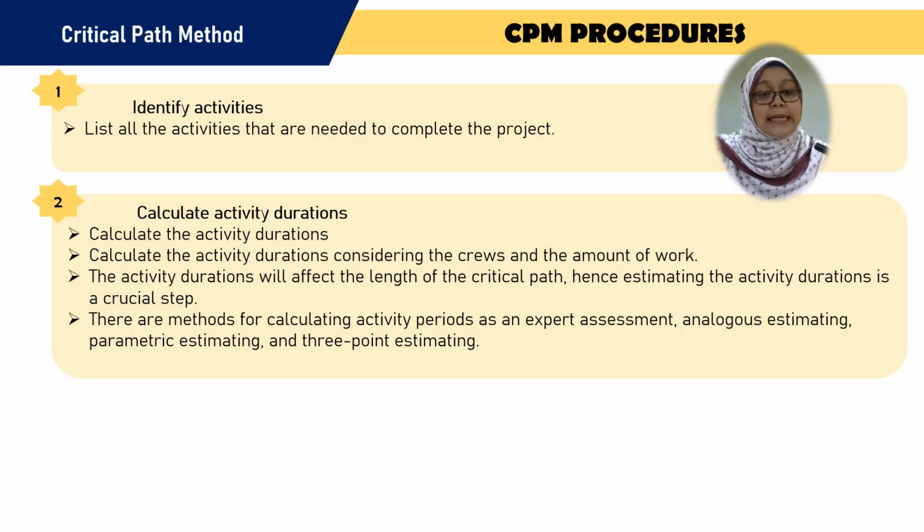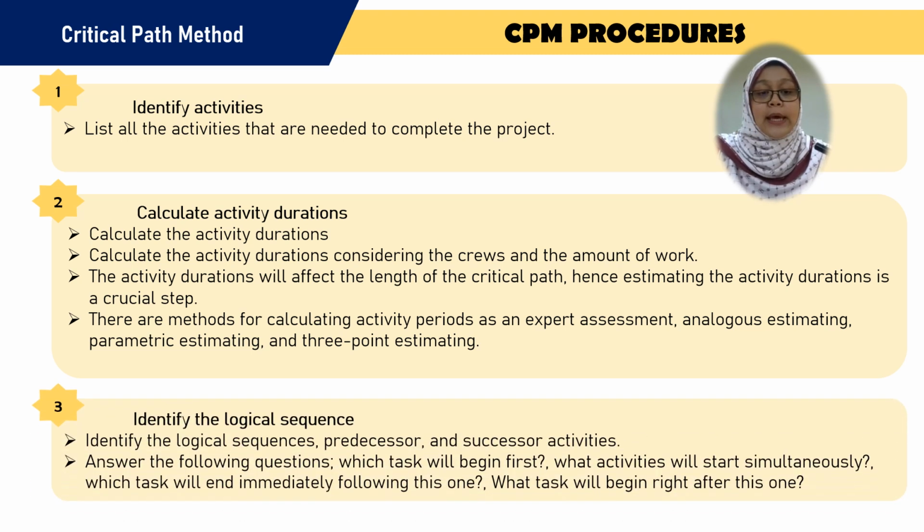After we calculate the activity duration, we can continue to identify the logical sequences, to find the predecessor and the successor activity. To identify the logical sequence, we have to answer the following questions: which task will begin first? What activity will start simultaneously? Which task will end immediately following this one? What task will begin right after this activity?